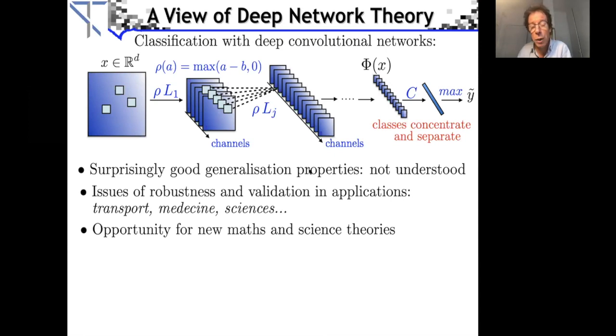Now, the fact that we don't understand how these machines work is now a real issue in terms of robustness validations in critical applications, particularly for transport, medicine, but also in science. I mean, to try to validate the results when you don't understand the estimators is a difficult task. At the same time, the reason why I think the topic is beautiful is that it's a real opportunity for doing new math and science theories.